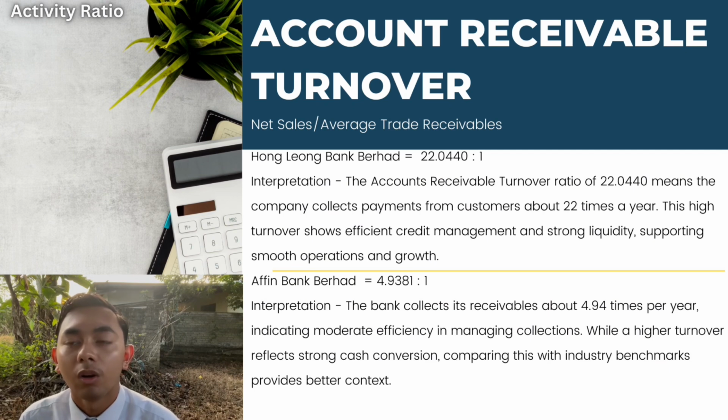Account receivable turnover for Hong Leong Bank Berhad is 22.0440 to 1, showing that the company collects payment from its customers approximately 22 times per year. This is a strong indication that the company manages its receivables efficiently and converts them into cash quickly.